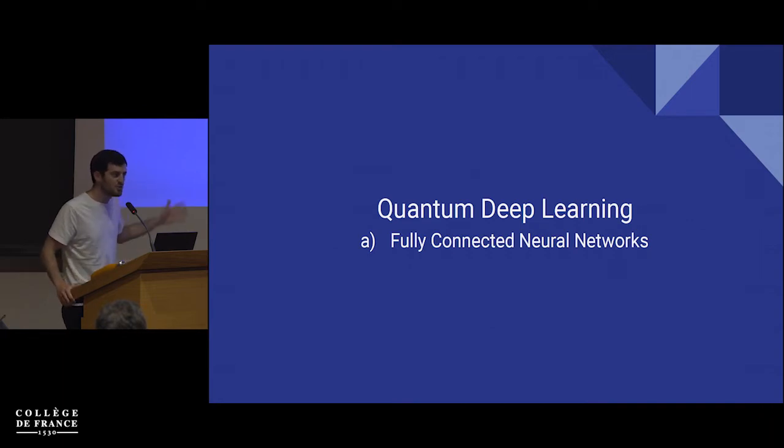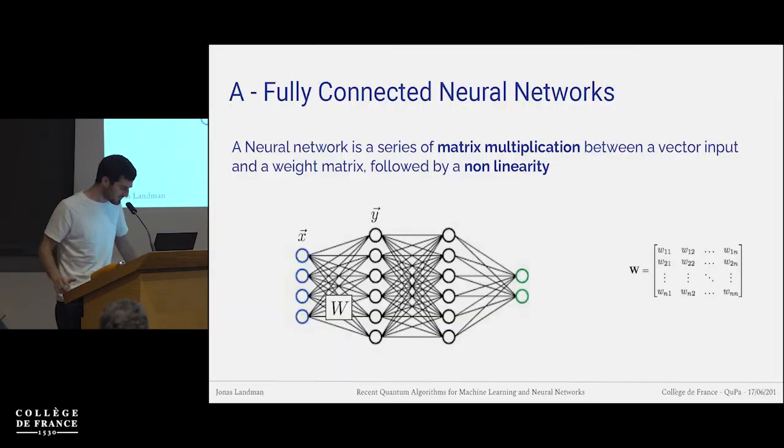OK, so that was unsupervised learning or clustering. Now let's move to some neural networks. Neural networks are quite well known nowadays. It is inspired by the way our neurons are connected in the brain, but for me, it's just a series of matrix multiplications. And between each matrix multiplication, there is a nonlinearity.